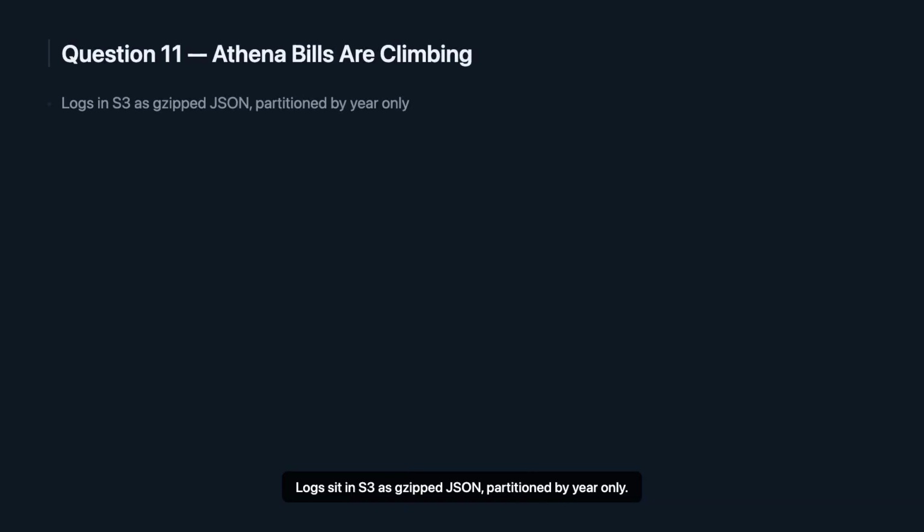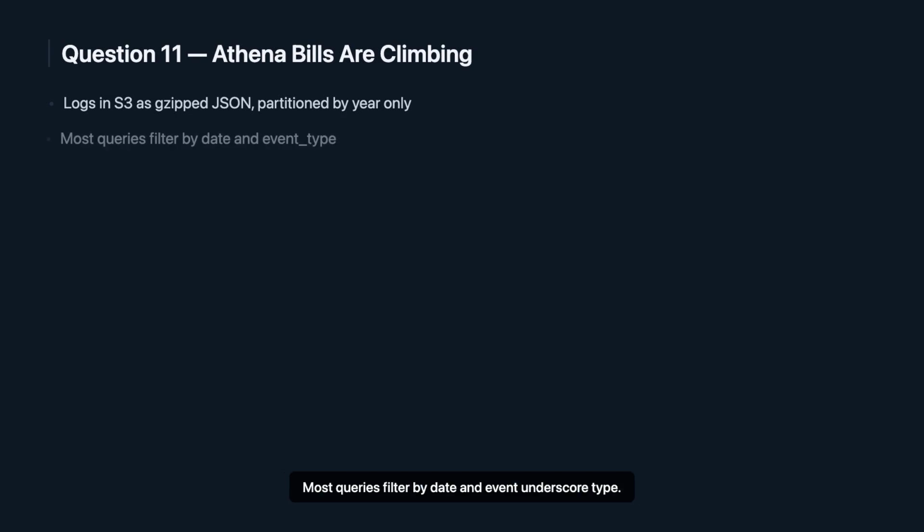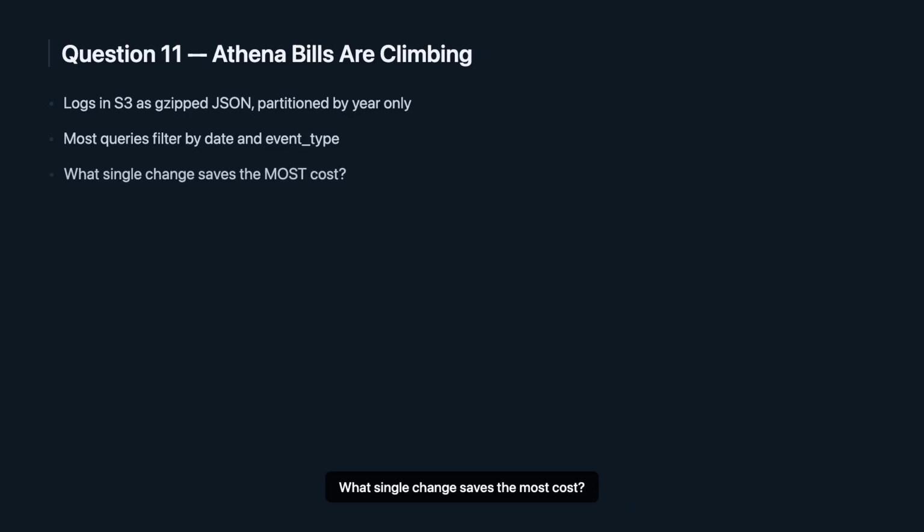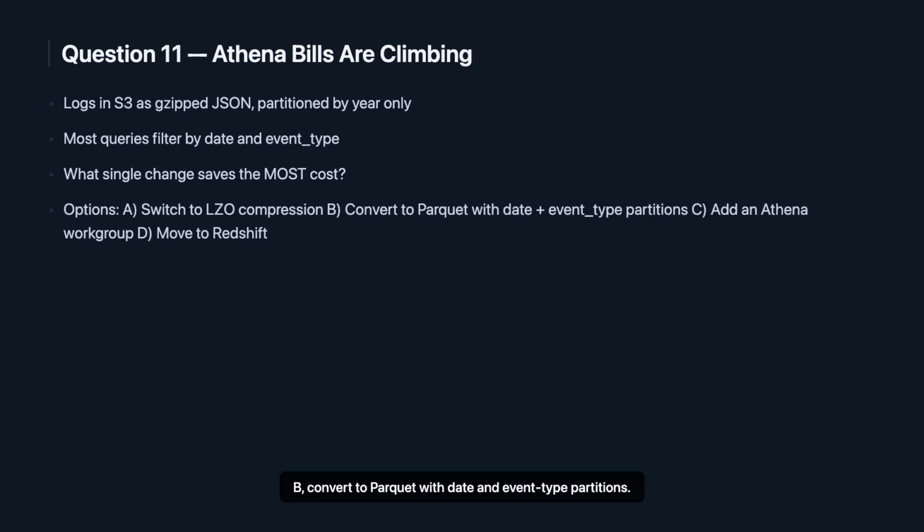Question 11. Logs sit in S3 as gzipped JSON partitioned by year only. Most queries filter by date and event_type. What single change saves the most cost? A, switch to LZO compression. B, convert to Parquet with date and event type partitions. C, add an Athena workgroup. Or D, move to Redshift. The qualifier is most cost savings from a single change.